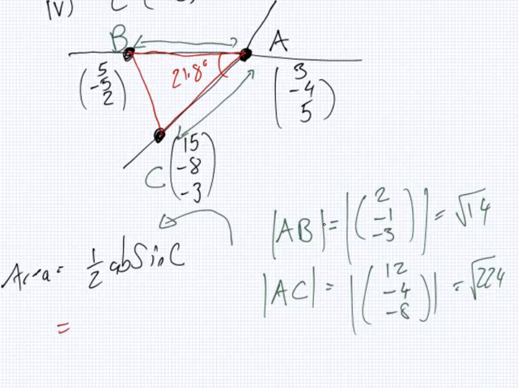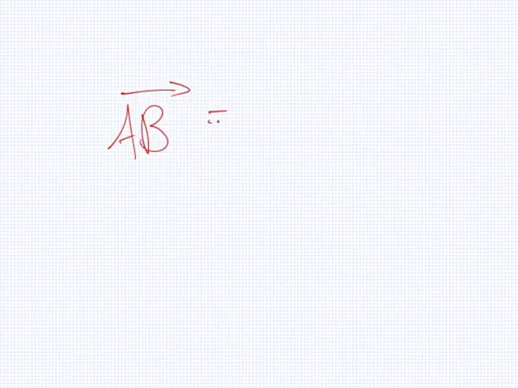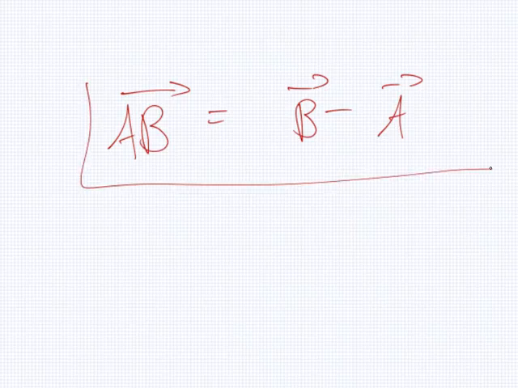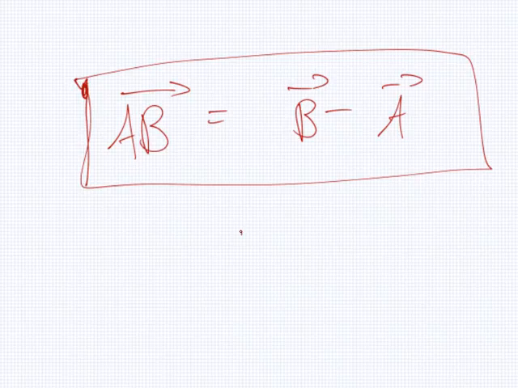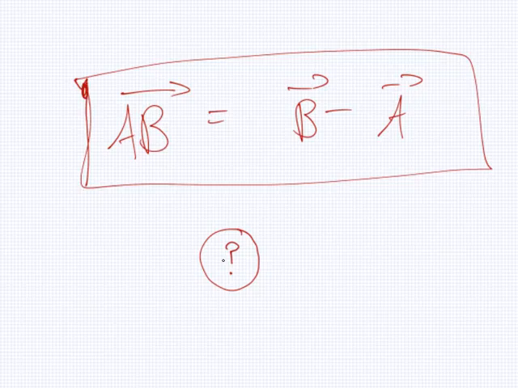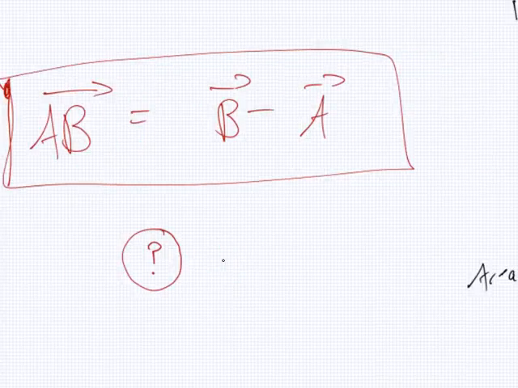Now we can put them in to get our answer. You've not done this formula before? Vector AB equals vector B minus vector A. Are you sure? Do you have your vector questions? Do you use a workbook or just pages each week? Have you got the vector ones? Have a look.